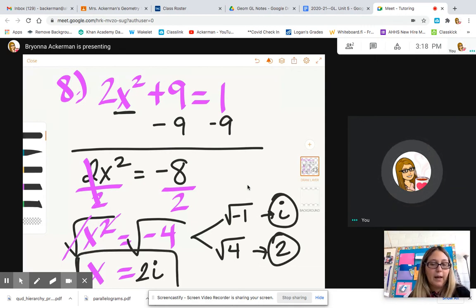Okay, go ahead and take a look at the homework and start the practice problems that have you simplifying the negative square roots and solving these equations.